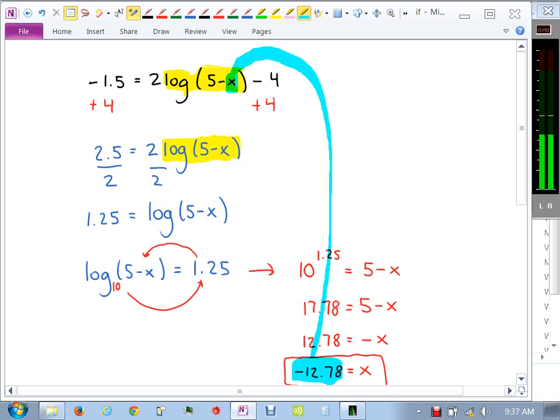The only time you'd have an issue is if this answer down here was not negative 12.78, it was 12.78. Then when you plug it in, 5 minus 12, that's a negative number, and you can't have a negative in a log. So you would actually have no solution if that was the case. And I'm not going to be really focused on that too much. I'm more concerned about you following these steps, doing the algebra, and getting to a result. All right? Sound fair?